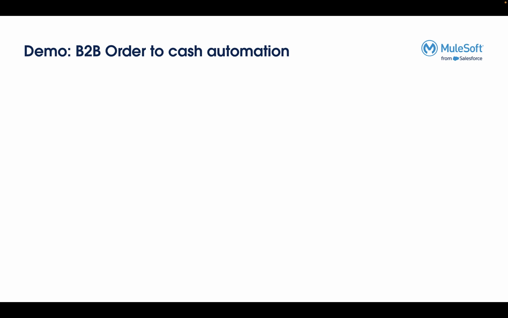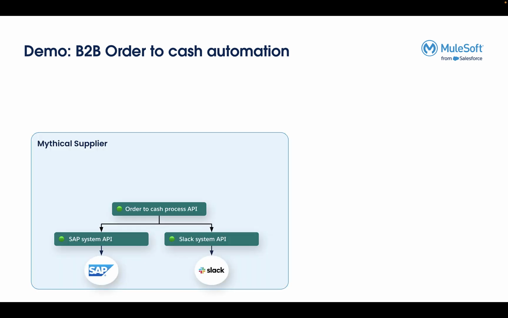Starting off with a quick context of the demonstration, we have a fictional manufacturing company called Mythical Supplier that uses SAP as their ERP and Slack as their engagement channels internally. And they have a well-defined API architecture where they have a process API that orchestrates the creation of sales orders in SAP and sends messages to the sales teams through Slack.